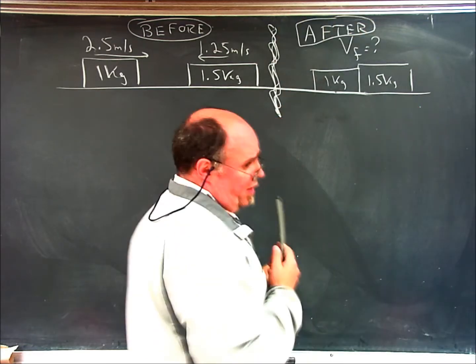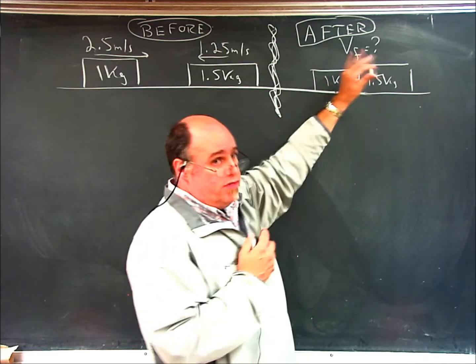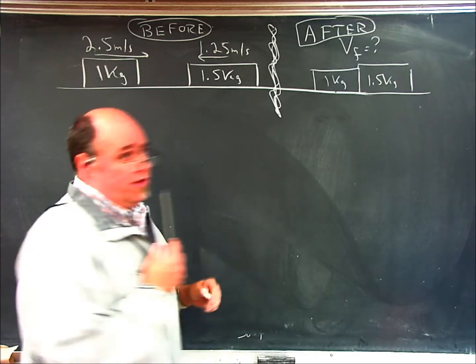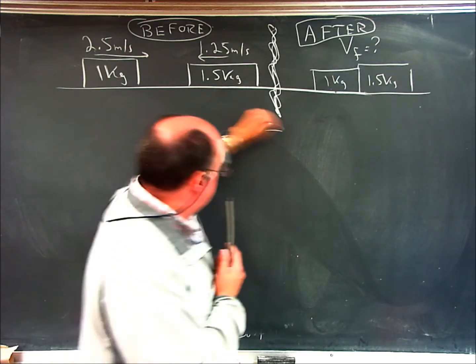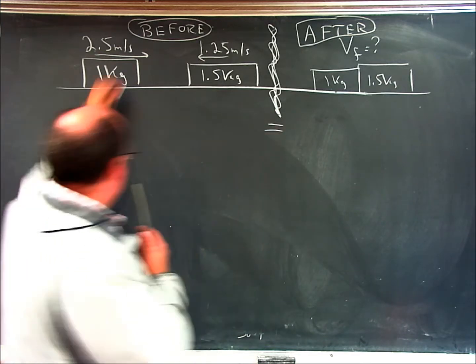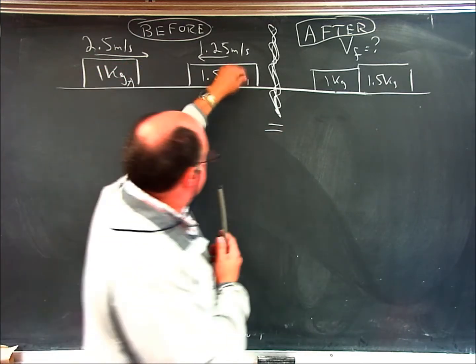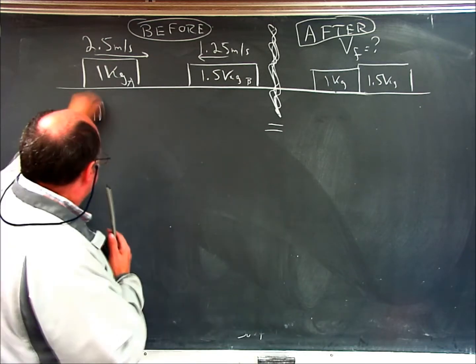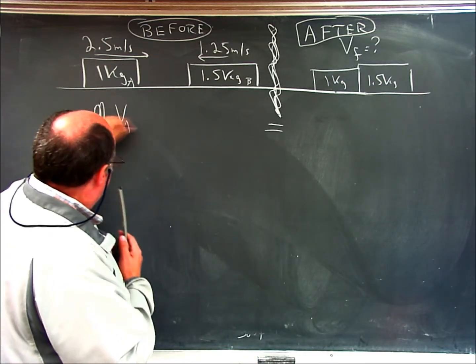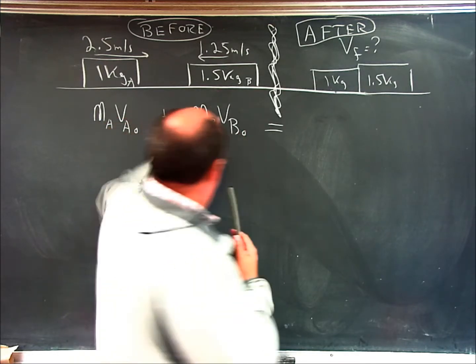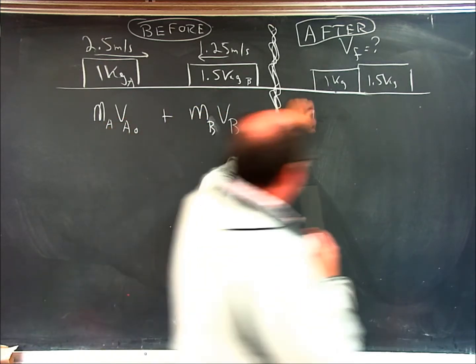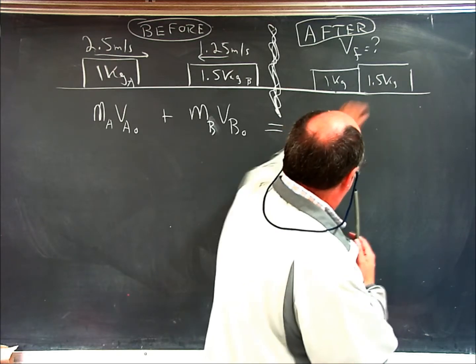So I'm trying to see what is the final velocity of this stuck together piece. So I would use conservation of momentum, meaning the total momentum before the system is equal to the total momentum after the system. I'll call this piece here A, and I'll call this piece here B. I'll say the mass of A times the velocity of A initially plus the mass of B times the velocity of B initially equals the total mass times V final.